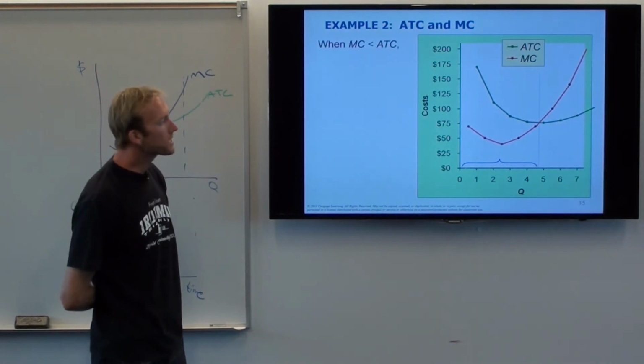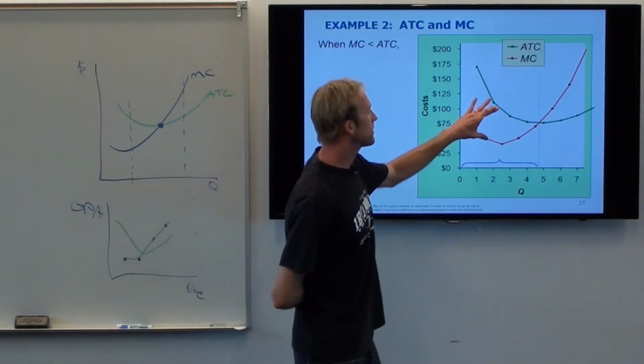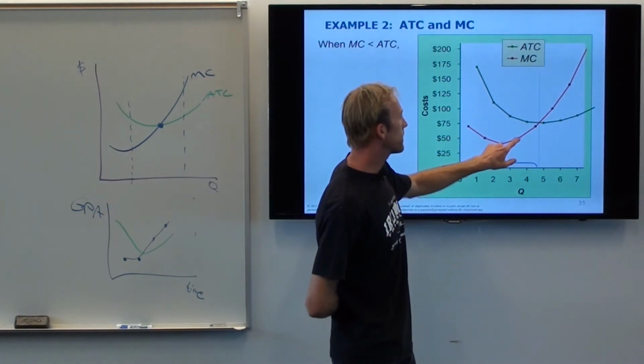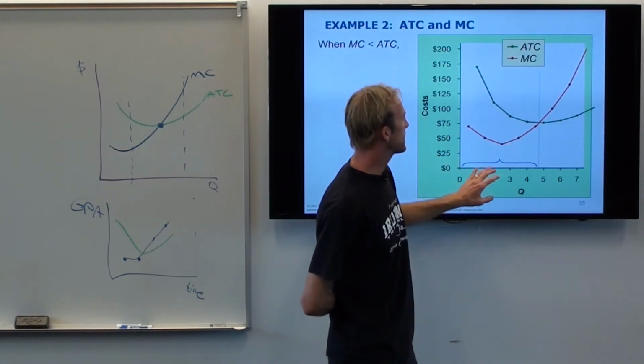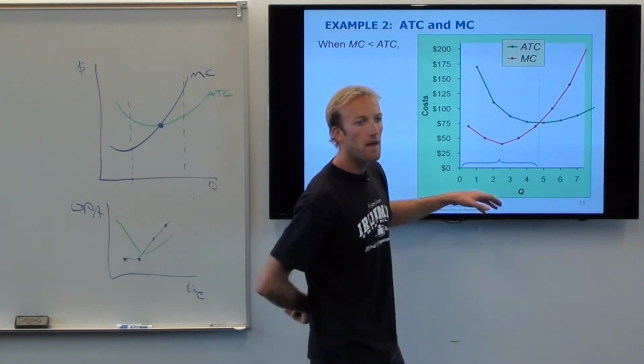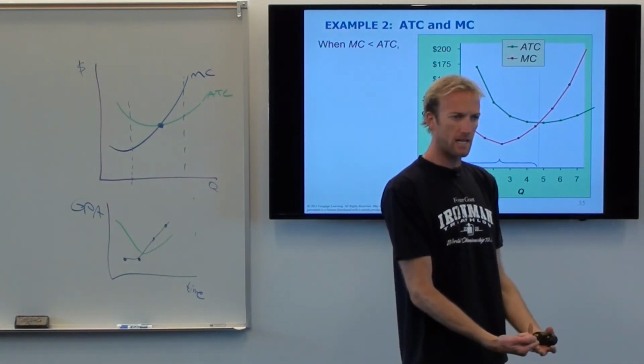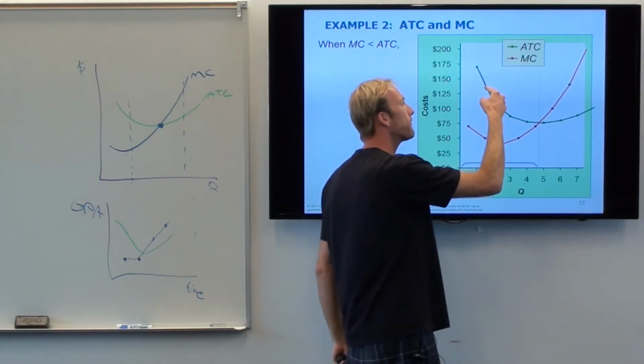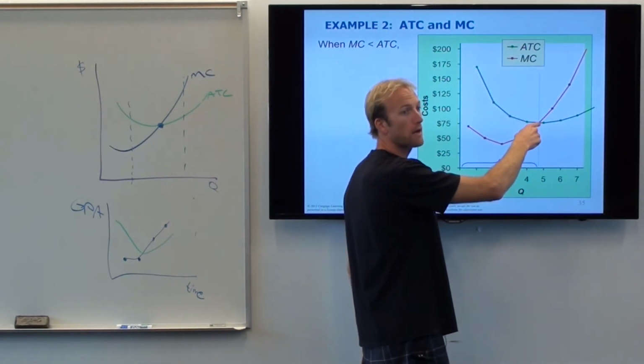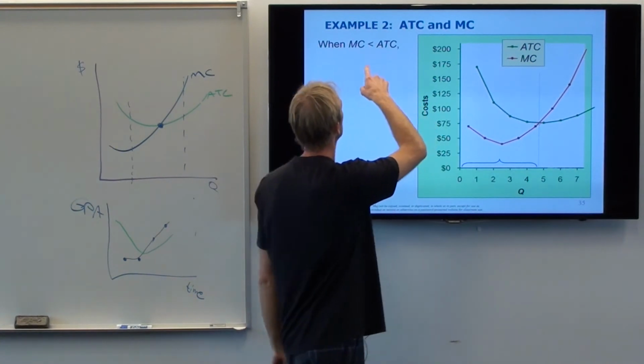When the marginal cost is under the ATC, when the marginal cost is less than the ATC, that's this point right here, right? That means that each additional taco I'm making is pretty cheap to make. So that's making, on average, how much I'm paying per taco go down.